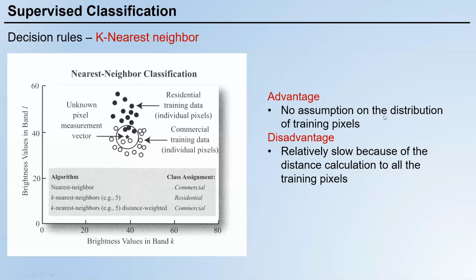The advantage: no assumption on the distribution of training pixels. The disadvantage is that it is relatively slow because of the distance calculation to all the training pixels. You have to draw circles, sometimes called a buffer zone, for each pixel, calculate its distance to all other neighbors and compare them. Eventually you have to choose one of the strategies to decide which class this candidate pixel belongs to. Okay, so this is k nearest neighbor.